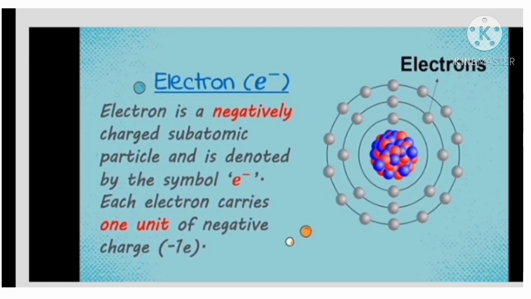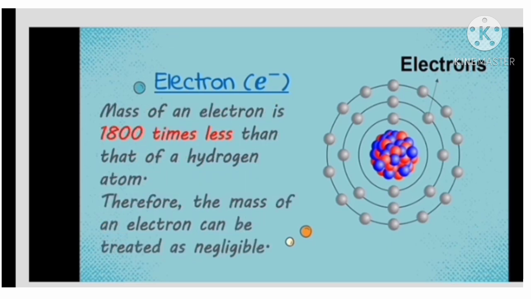So next point, electron. Electron is a negatively charged subatomic particle and is denoted by the symbol e. Electron carries 1 unit of negative charge. The mass of an electron is 1800 times less than that of a hydrogen atom. Therefore, the mass of an electron can be treated as negligible, meaning the mass is very small.